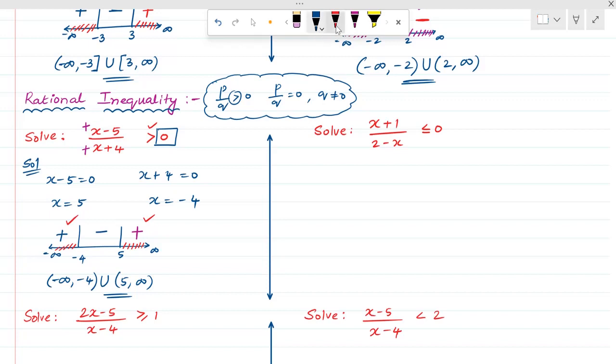That's it. Similarly, the next one, since it is 0 here, I will just put it equals 0. So x plus 1 equals 0, 2 minus x equals 0. Then x equals minus 1, x equals plus 2. So these are the critical values. Now the time for the sign diagram.